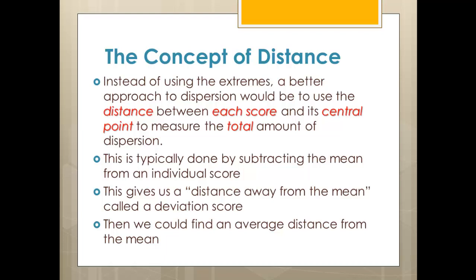If you find every score's distance from the mean, that's called a deviation score. Then our goal would be to try to average the deviation scores such that lower averages mean the data is more homogeneous. Higher averages mean the data is more heterogeneous. So we can find an average distance from the mean.